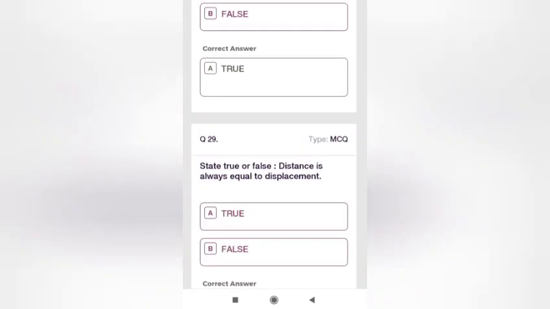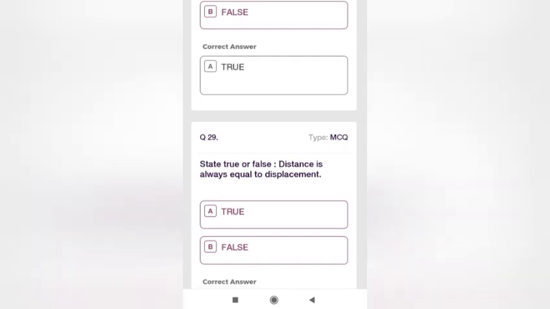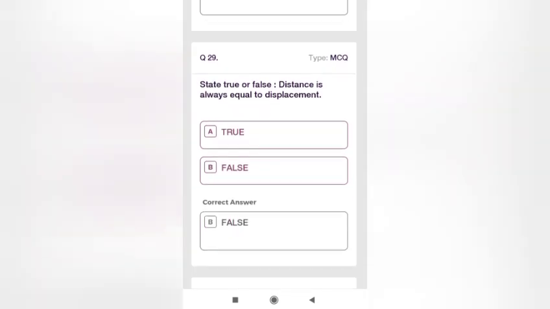Distance is always equal to displacement. It cannot be always equal. So therefore it is false. Distance cannot be always equal. It can be greater than or equal to.